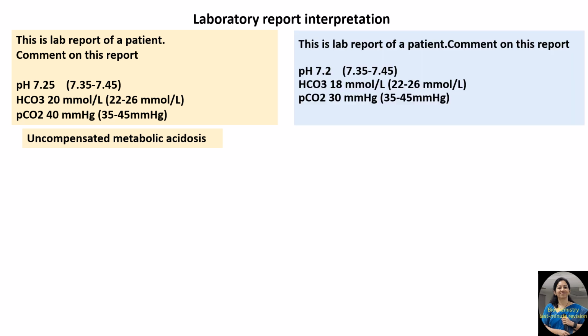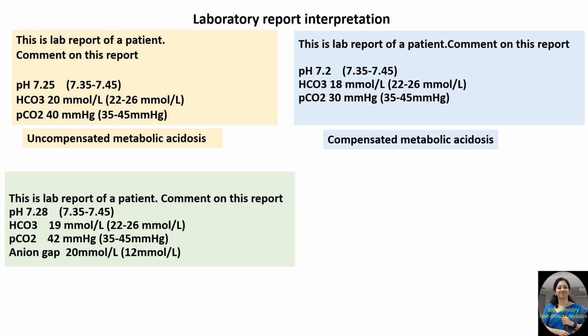Let's consider one more report. Here the pH is decreased, bicarbonate is decreased, so it is metabolic acidosis, and the partial pressure of carbon dioxide is also decreased. This is because when the metabolic acidosis is getting compensated, it involves the counter variable, that is partial pressure of carbon dioxide, by decreasing the partial pressure of carbon dioxide. So this is the case of compensated metabolic acidosis.